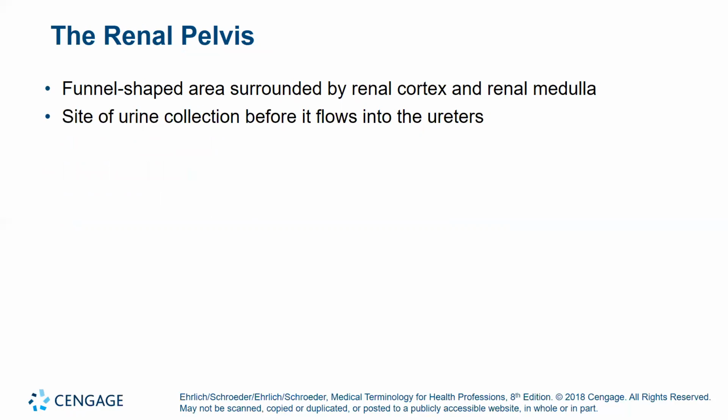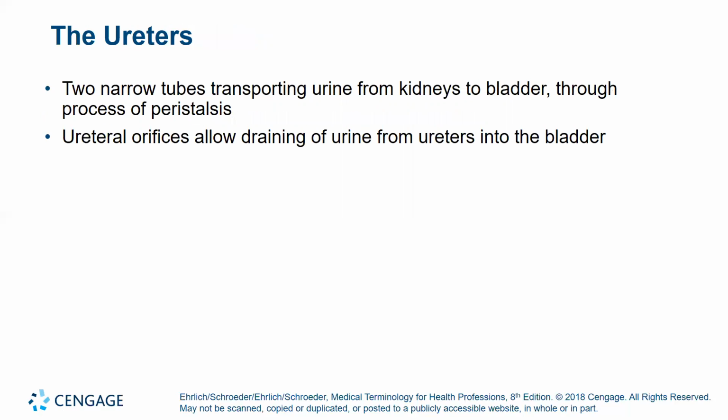The renal pelvis is a funnel-shaped area. This is surrounded by renal cortex and the renal medulla. This is the site of urine collection before it flows into the ureters. The ureters then are the 2 narrow tubes transporting urine from the kidneys to the bladder through the process of peristalsis. The ureteral orifices allow draining of urine from the ureters into the bladder.